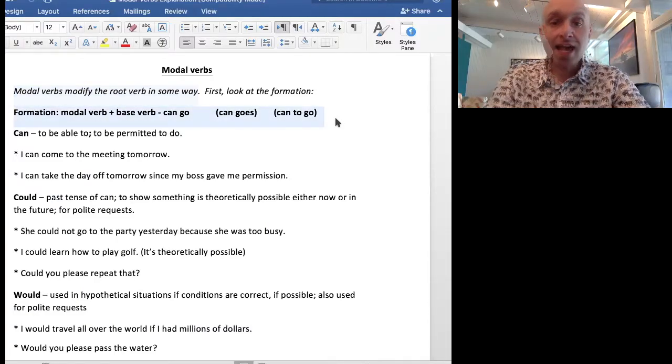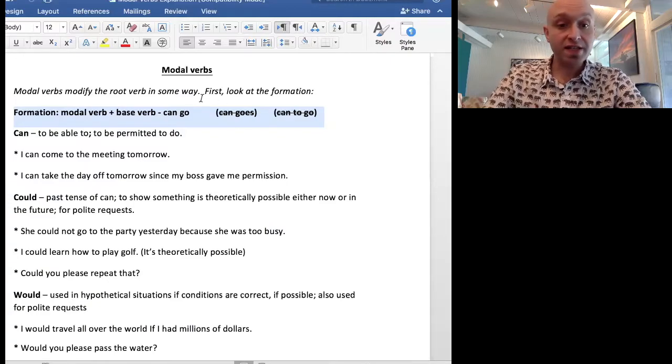And that's the first thing we should identify here with modal verbs: they're changing the meaning of a verb in some way. Next, let's talk about the formation of sentences with modal verbs. Modal verbs come before a base verb. So we can see from the highlighted area that we have a modal verb of can here followed by go. So we don't say can goes or can to go. We just use the base form after the modal.